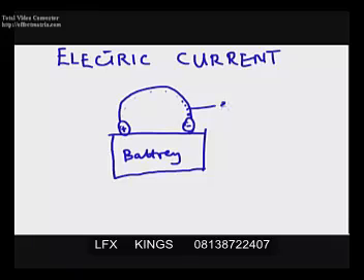Conventionally, these are electrons, they flow from the negative terminal of the battery to the positive terminal. And conventionally, we believe that positive charges, Q, flow from the positive terminal to the negative terminal. So current I also flows from the positive terminal to the negative terminal.